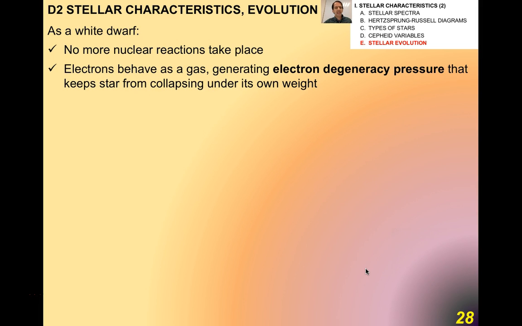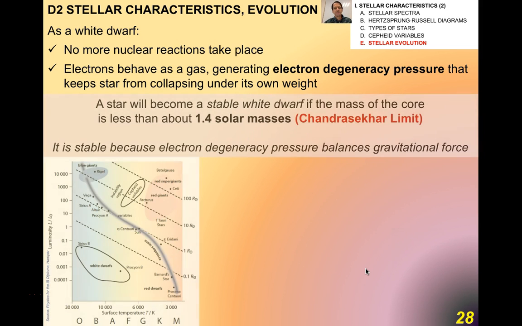Electrons behave as a gas, and what they do is they generate something called the electron degeneracy pressure, and that keeps the star from collapsing under its own weight. So there's still a pressure acting outwards now, but that's also why it's small, because electron degeneracy pressure is not as much as the pressure from the higher temperature, the kinetic energy, that sort of pressure acting outwards, okay?